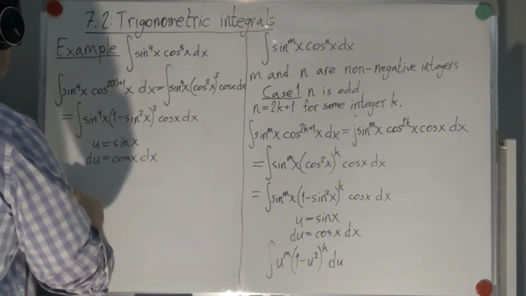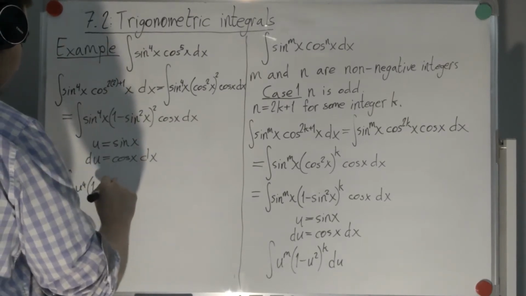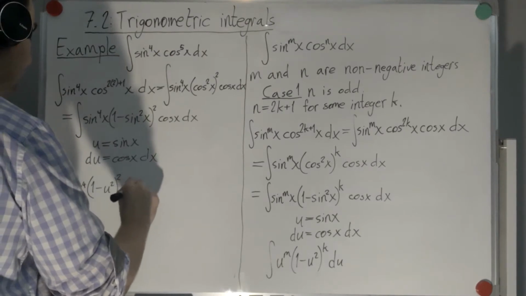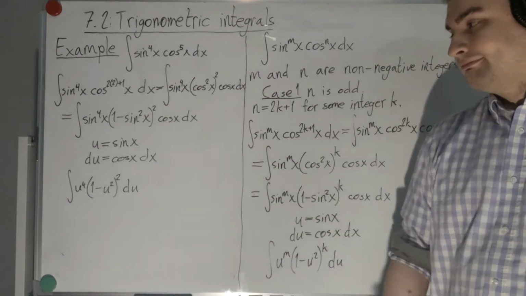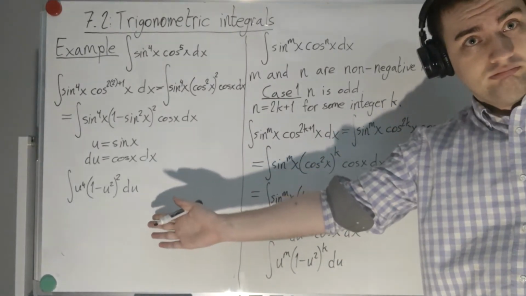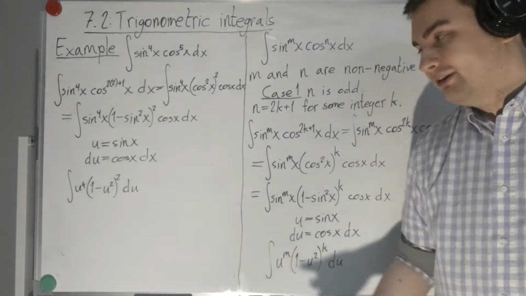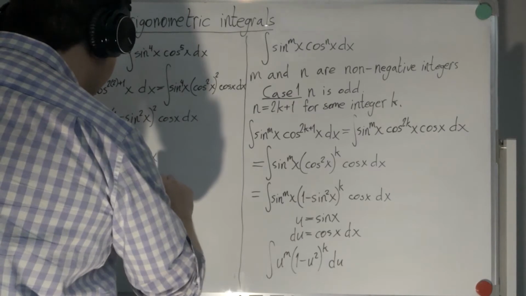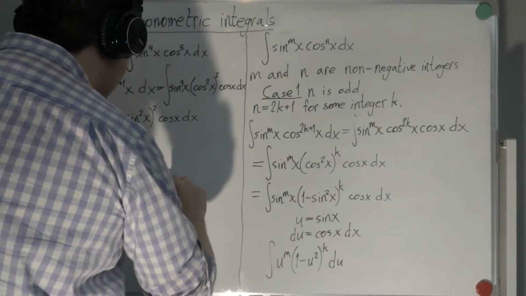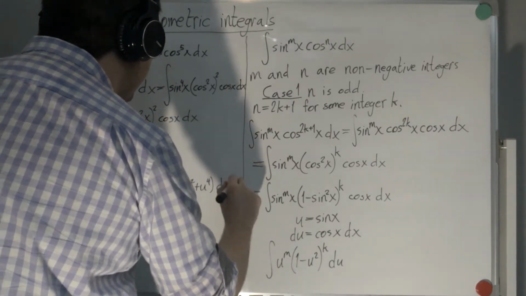So then this becomes the integral of u to the fourth times (1 minus u squared) squared du. Okay? And as I said, this is just a polynomial. It's a rather unsightly way to write a polynomial, but it is just a polynomial. I suppose the best thing to do next would be to go ahead and distribute all of this. So we have u to the fourth times (1 minus 2u squared plus u to the fourth) du.